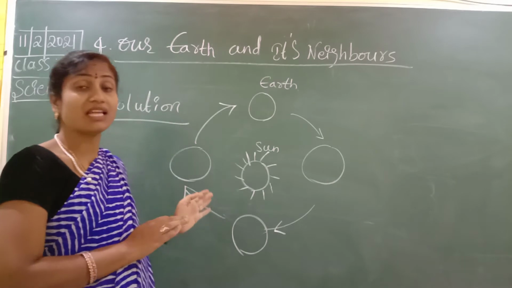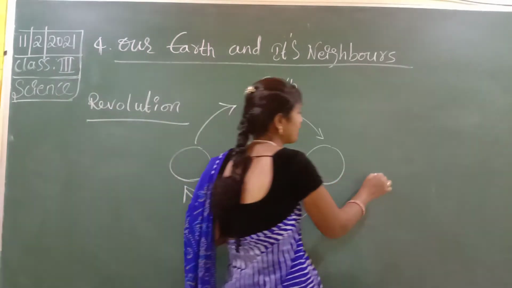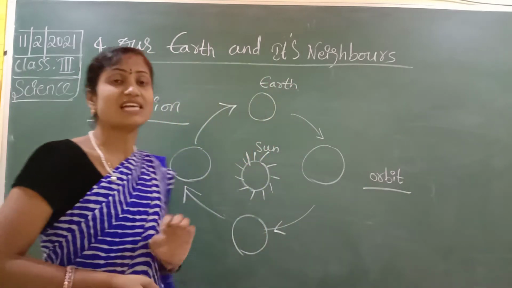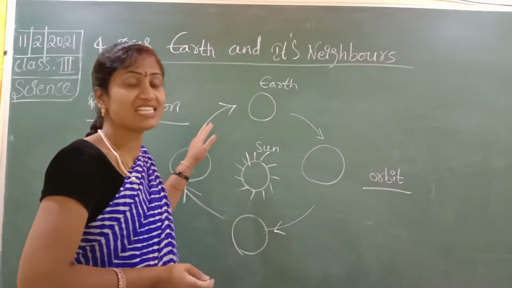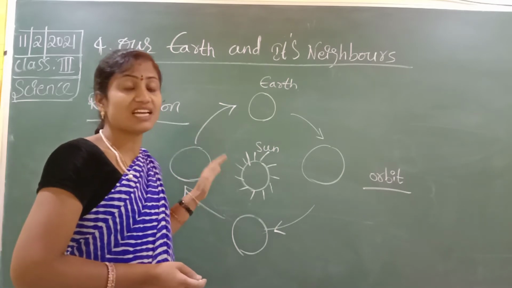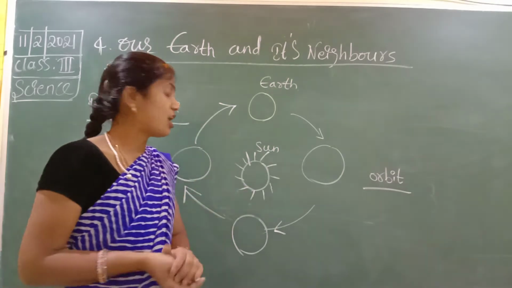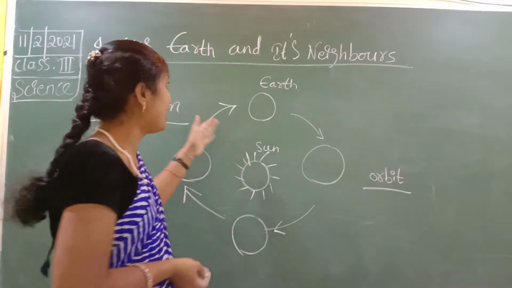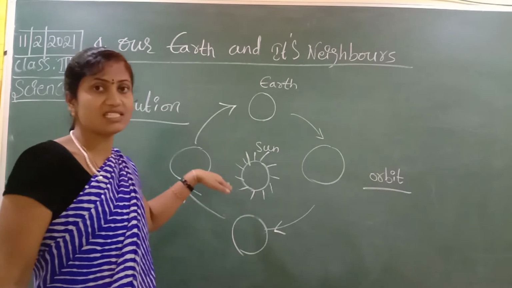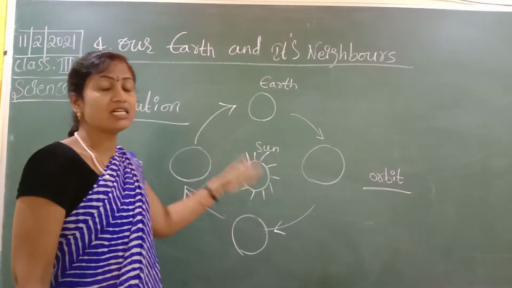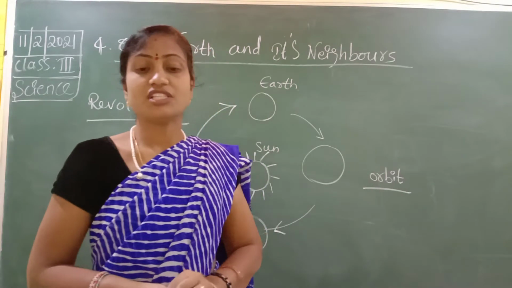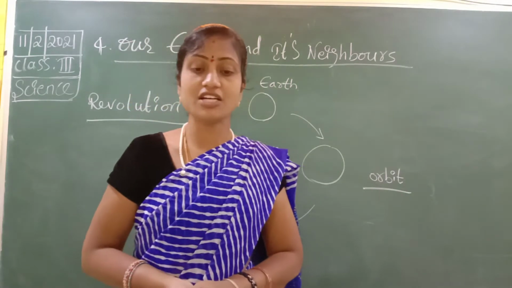That fixed path we call the orbit. What does orbit mean? The Earth rotates on its axis around the Sun, so a particular fixed path is there. That fixed path we call the orbit. Okay, children. So the Earth rotates on its axis and around the Sun, and that one fixed path is called the orbit.